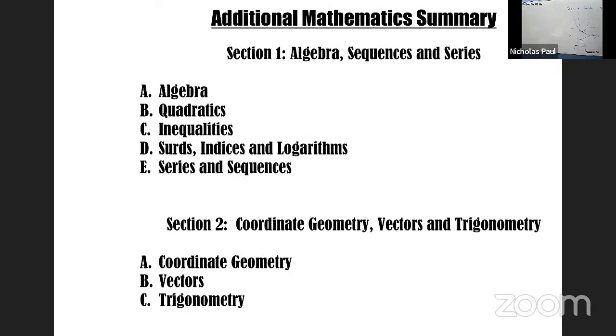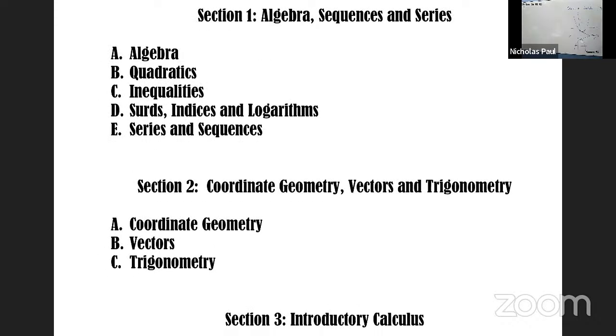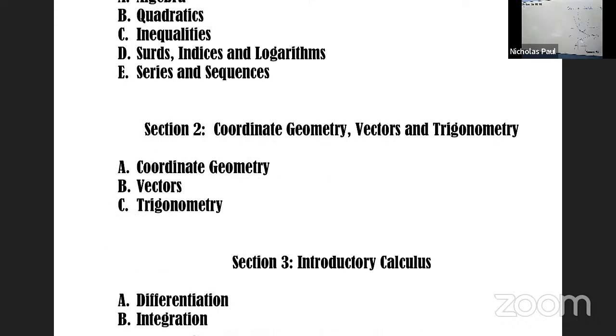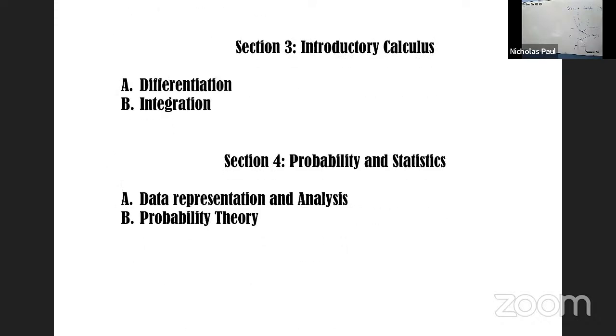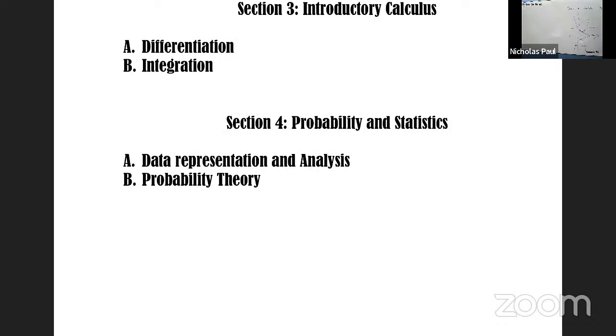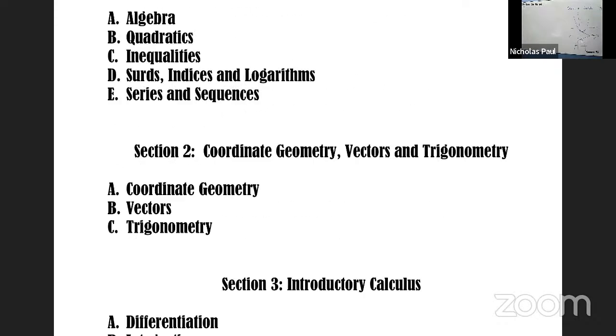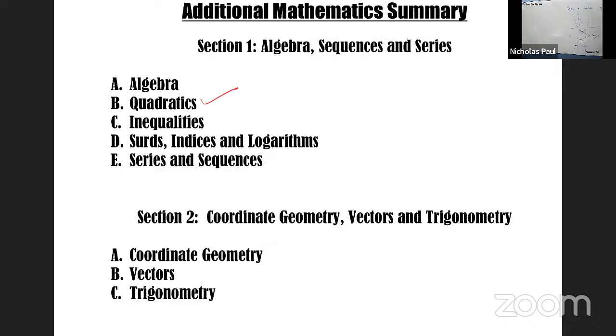Section 1, that is your algebra section with series and sequences. Section 2, that's coordinate geometry, vectors, and trigs. Section 3 is calculus, differentiation and integration. Section 4 is your probability and stats. If we look here, we are starting here. We are going to do quadratics, take a look at inequalities, and we're going to take a look at algebra. So that's where we are starting on the Saturday classes.